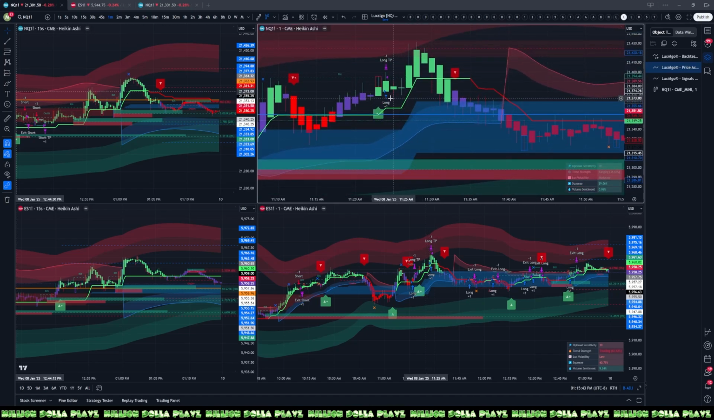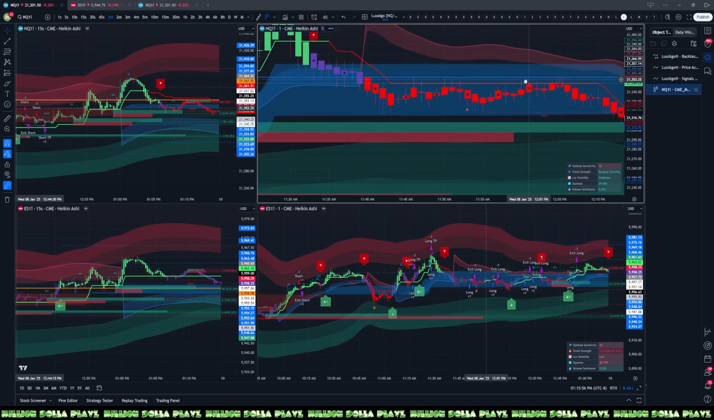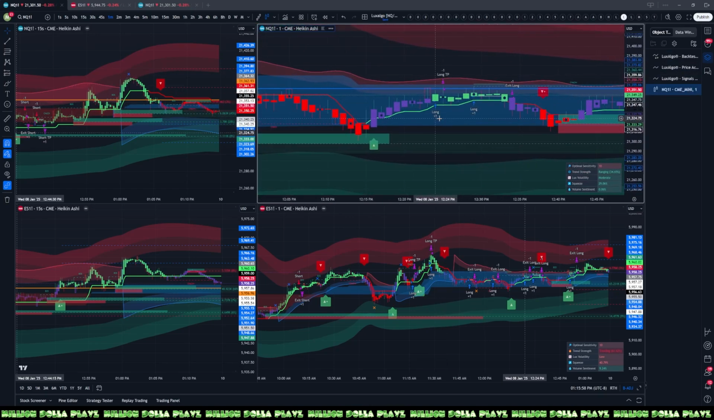High probability trade because everything has lined up. Also, the trend tracer is blue. One thing I didn't mention. So everything's bullish. That would be a good trade. Now, this one, maybe not as much.